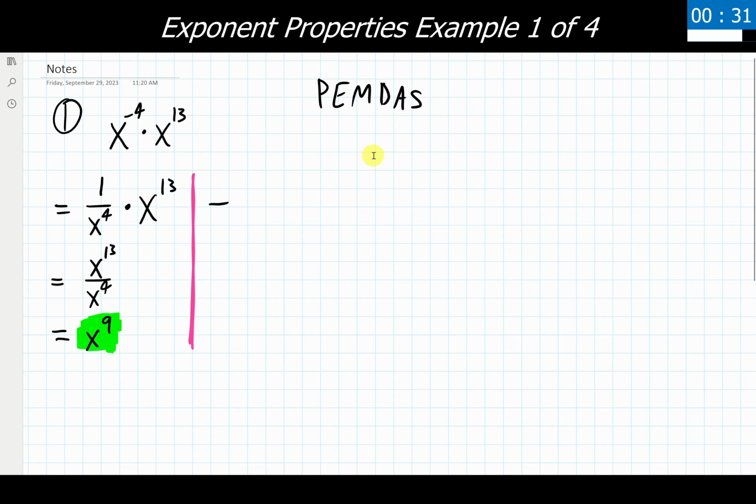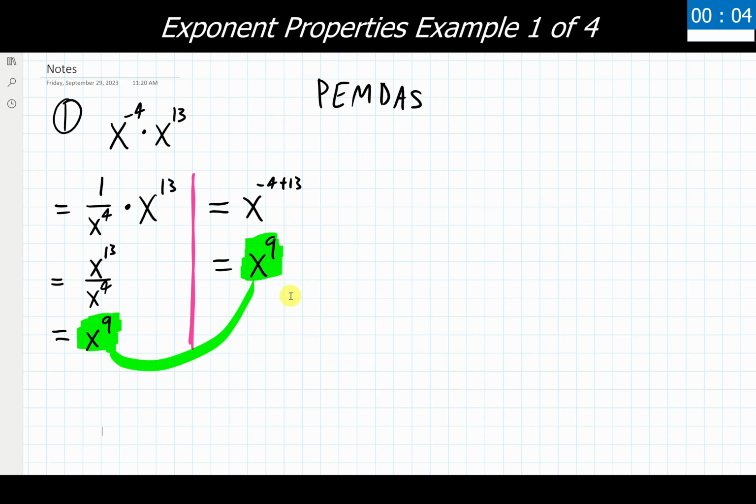The product rule would then have me take the two exponents, whatever they are, and then add them together. So I would get x to the negative 4 plus 13th power, and simplifying that down, I'm going to get x to the 9th. So we have two ways of working through this problem, and we're going to have multiple options to go through most of these problems, and I want to just show that you have different routes that you can take to get to the final answer.